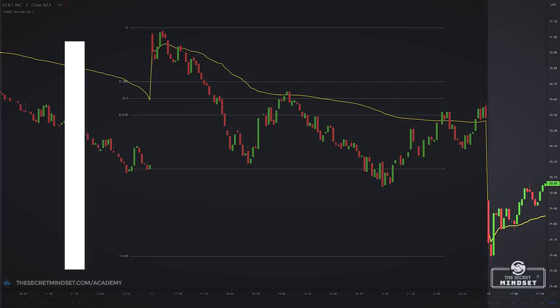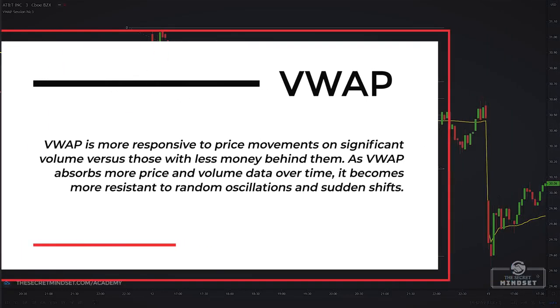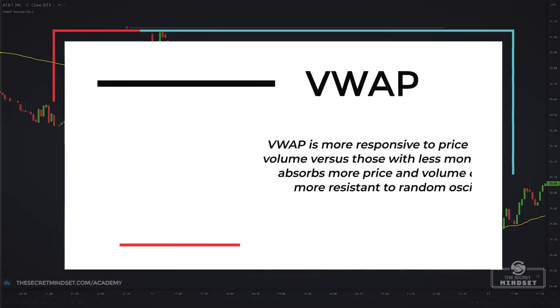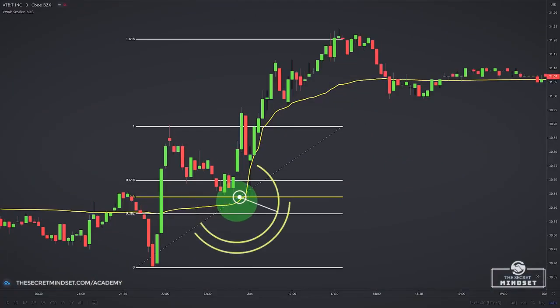The advantage here is that the VWAP is more responsive to price movements on significant volume versus those with less money behind them. As the VWAP absorbs more price and volume data over time, it becomes more resistant to random oscillations and sudden shifts. Here are other examples of valid VWAP trades.